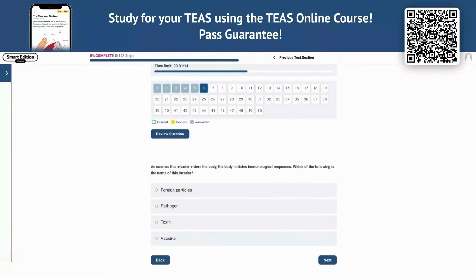As soon as this invader enters the body, it initiates immunological responses. Which of the following is the name of this invader? Is it A, foreign particles, B, pathogen, C, toxin, or D, vaccine? The correct answer is B, pathogen.